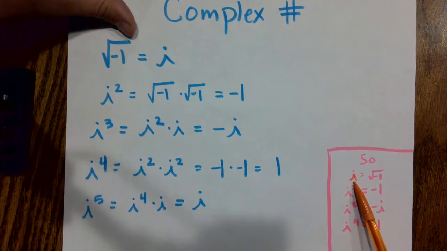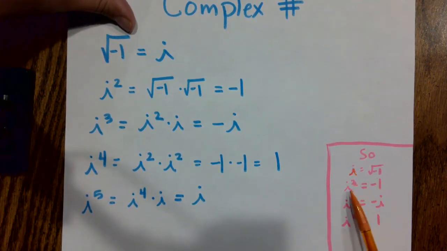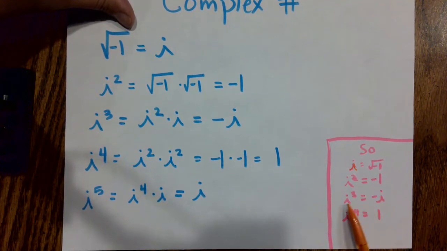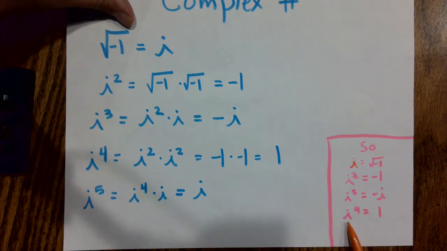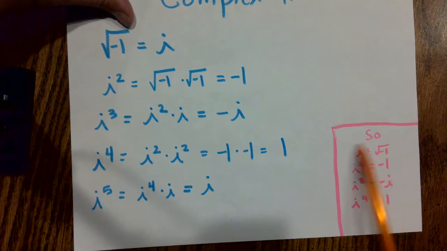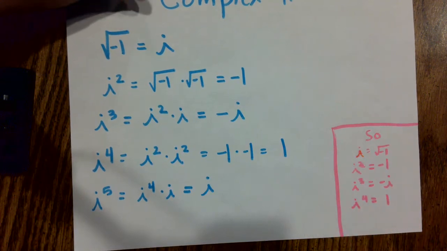So whenever we have i, that's the square root of -1. i squared becomes a real number. i cubed becomes a negative imaginary number, and i to the 4th is another real number. This is important for what I'm going to be showing you.